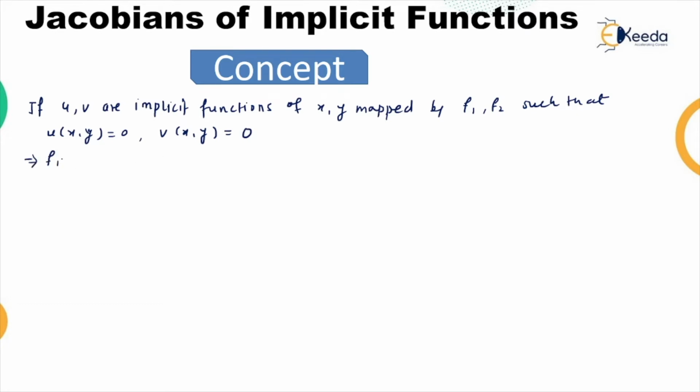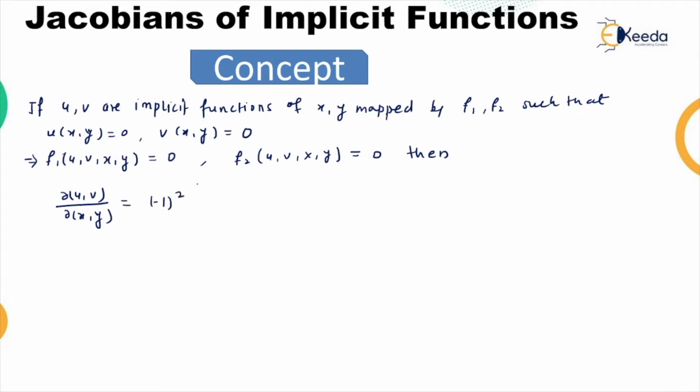Means f1 of u, v, x and y equals 0, and the other function f2, which also contains u, v, x, y, is also 0. Then ∂(u,v)/∂(x,y) equals (-1) whole squared times the following. That is very important, you have to understand it here.